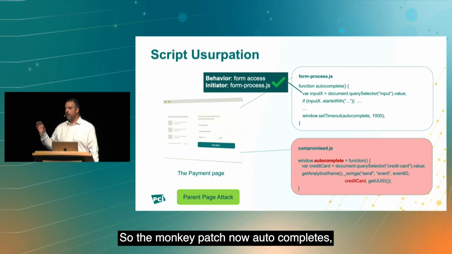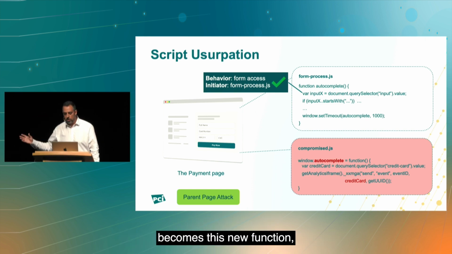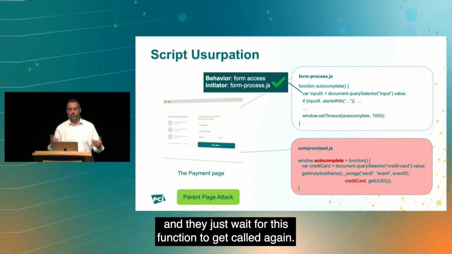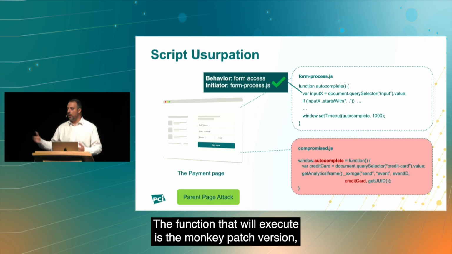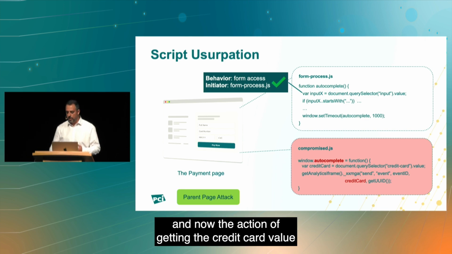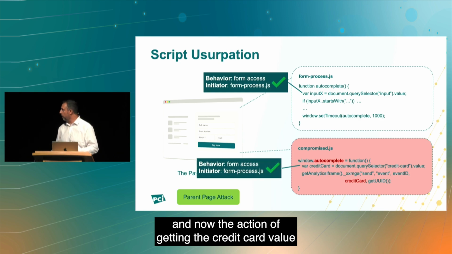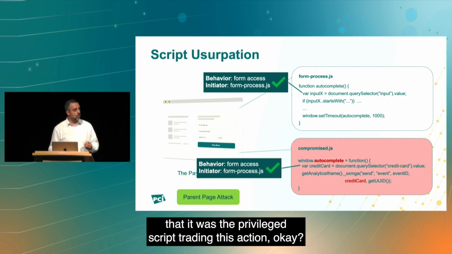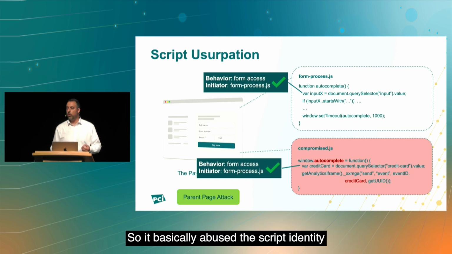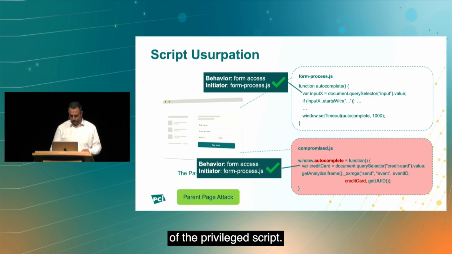So they monkey patch. Now autocomplete becomes this new function, and they just wait for this function to get called again. They cannot call it directly. It gets called. The function that will execute is the monkey patch version, and now the action of getting the credit card value, and in this case, exfiltrating this data through Google Analytics gets through, because these products will think that it was the privileged script triggering this action. Okay, so it basically abused the script identity of the privileged script.